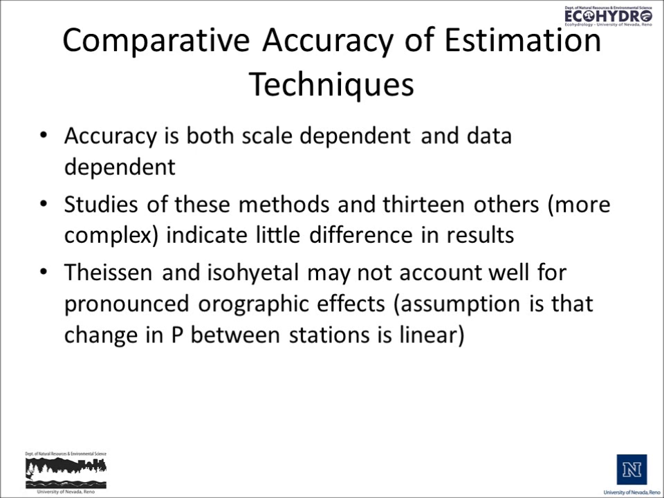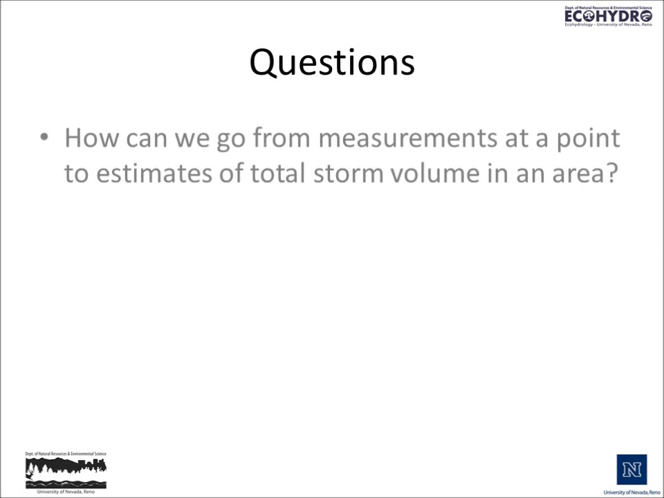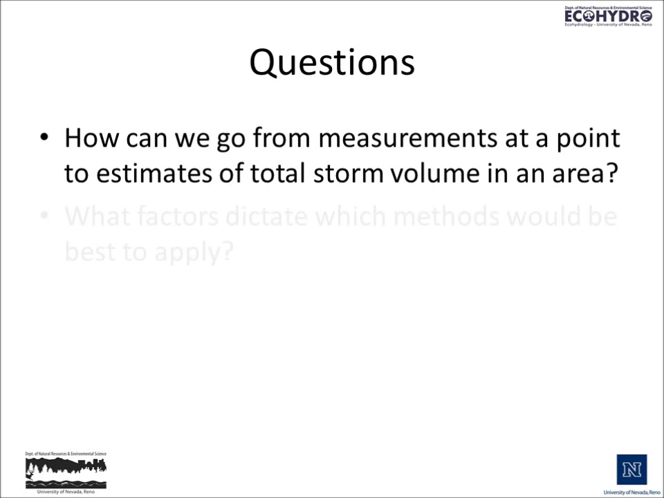It's important to understand, though, that the Thiessen and isohyetal techniques may not account well for really big orographic effects because of the assumption that the change in precipitation between stations is linear. Now, the important thing about that is that the arithmetic techniques may not represent those areas very well either. It really is highly dependent on the number of observations that we have that capture the variability associated with the orographic effect. So let's look at some of the questions that we had. How can we go from measurements at a point to estimates of the total storm volume in an area? We can do that with any of several weighting techniques that we use to develop average amounts of rainfall.